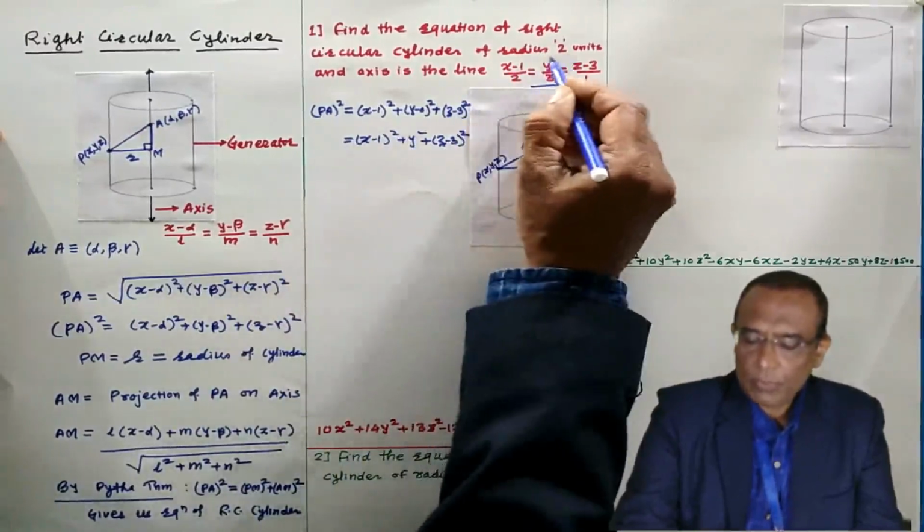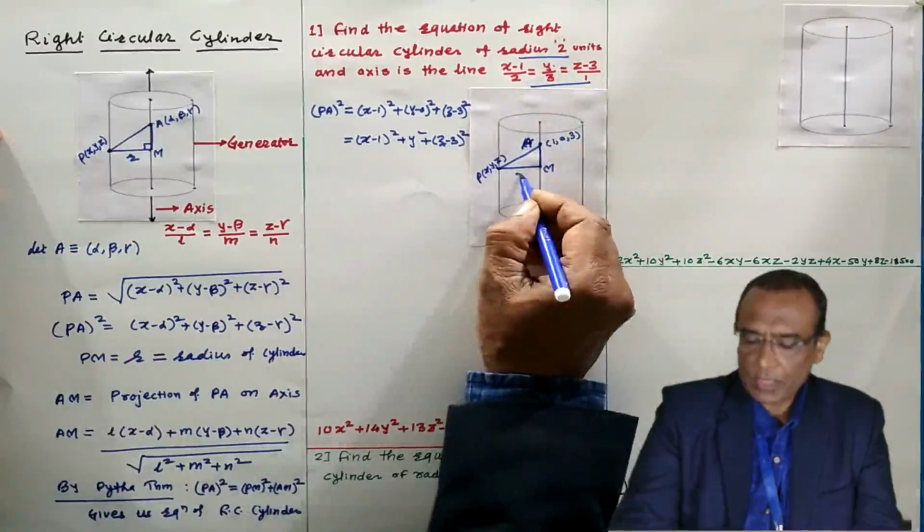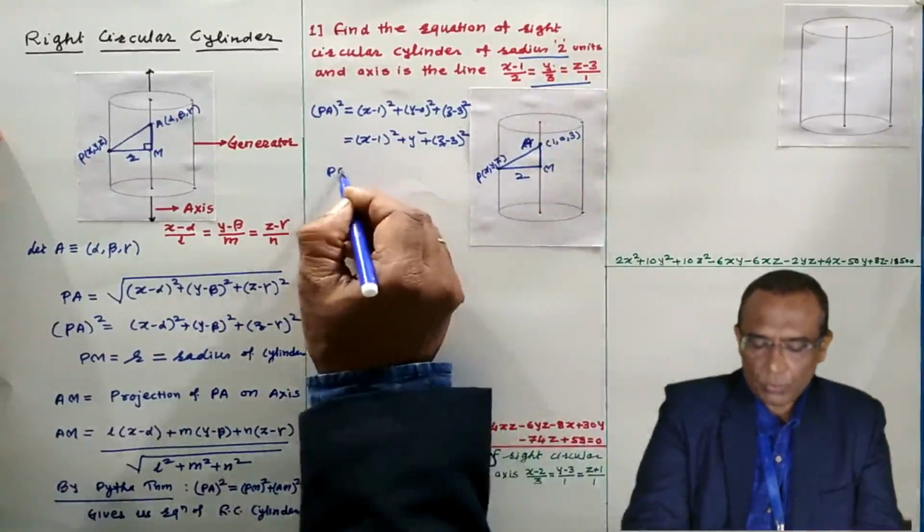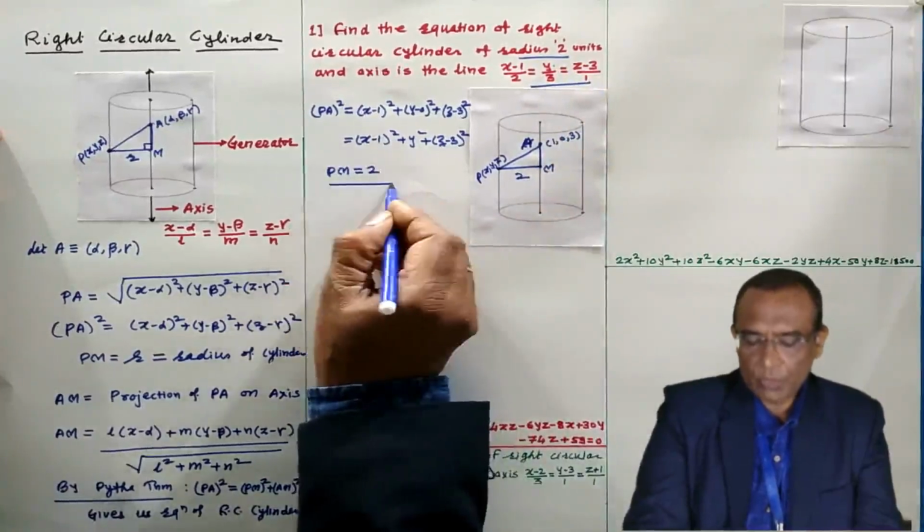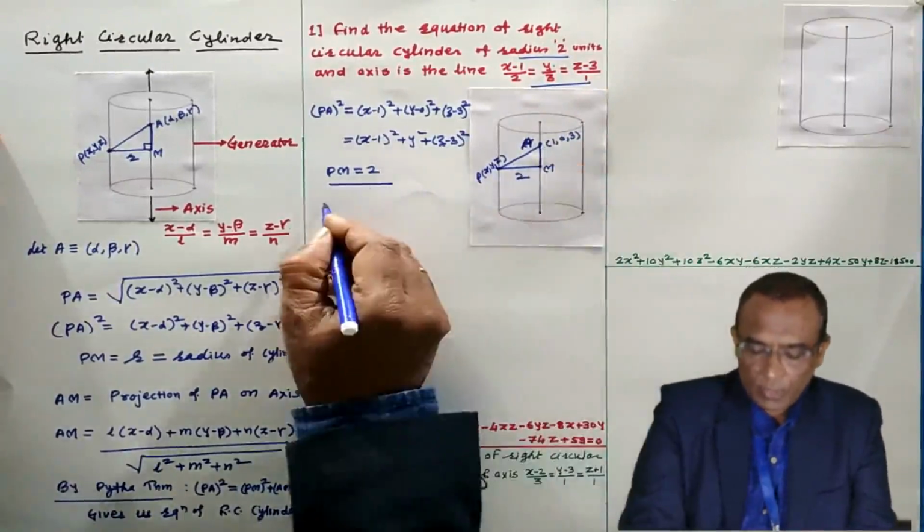And what is the radius of the cylinder? The radius of the cylinder is 2. Here PM is equal to 2, which is given to you. It remains to find out AM.